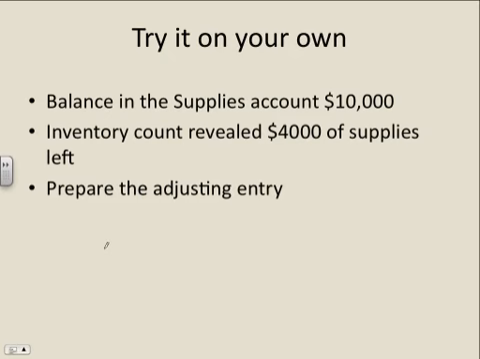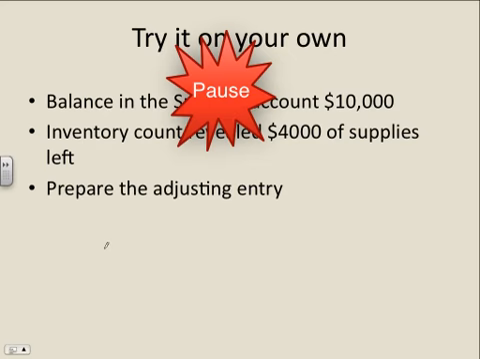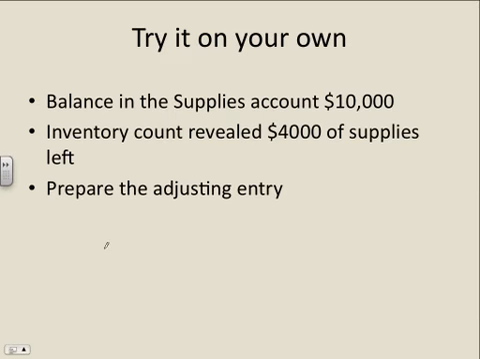Okay, let's try it on your own. I want you to pause the video and try this, and then in a minute we'll work together on it and see how you're doing. So the balance in the supplies account is $10,000. So what I would do is I would draw myself a little picture. Supplies, $10,000. An inventory count revealed $4,000 worth of supplies left. So I know this is what I want in my supplies account as my balance, because that's what we have left. So how do I figure out how much we used? This is what you need to do right now. So pause the video, calculate it, and prepare the adjusting entry.